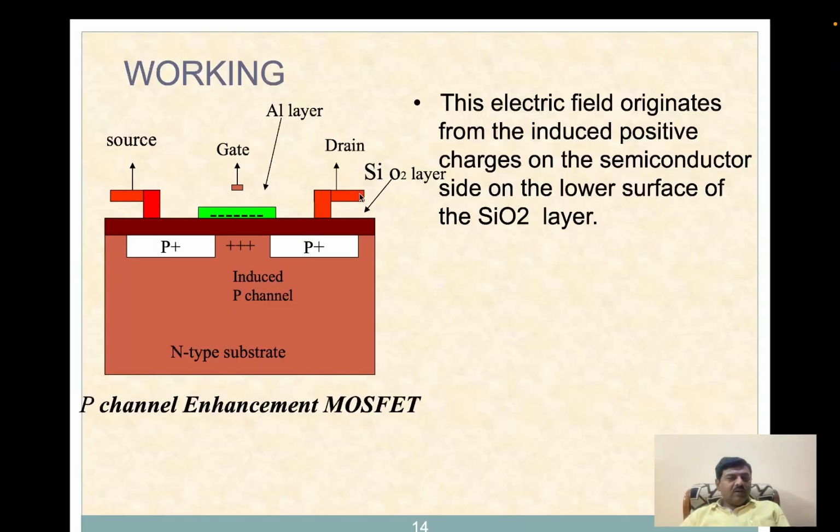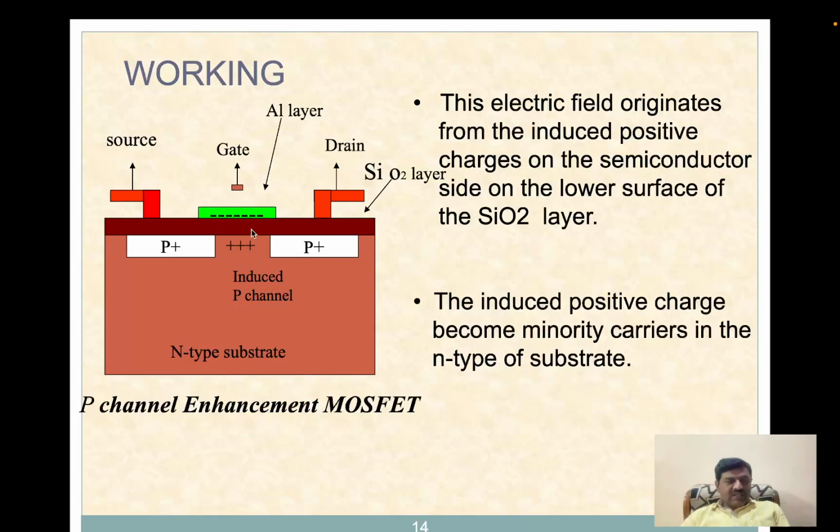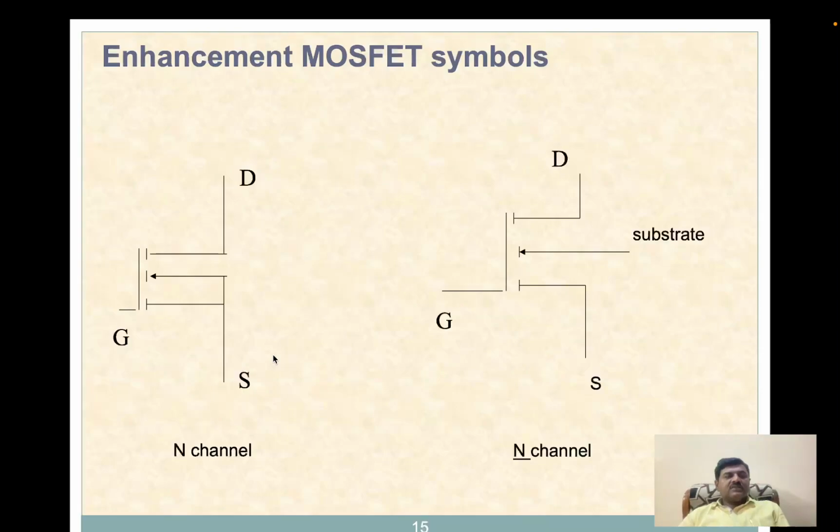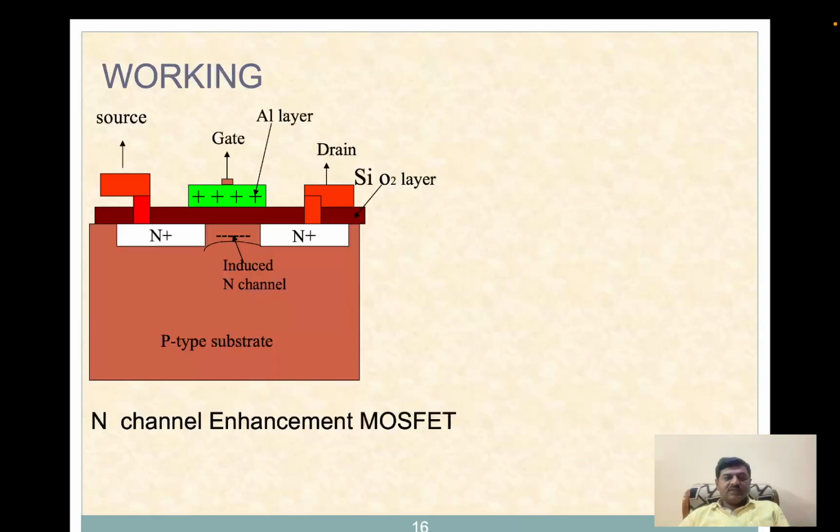The electric field originates from the induced positive charges on the semiconductor side of the lower surface of the silicon dioxide layer. These induced positive charges become the minority carriers in the N-type substrate. Whatever you are seeing, these positive charge carriers become the minority carriers in the N-type substrate. This is the symbol for an enhancement type MOSFET. This is an N-channel enhancement MOSFET.